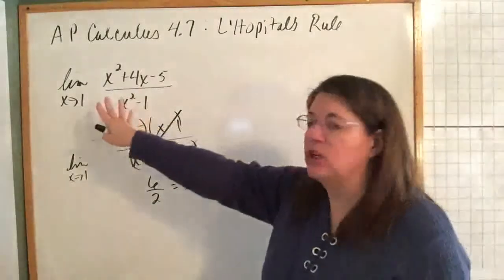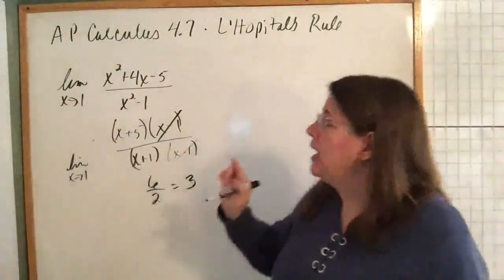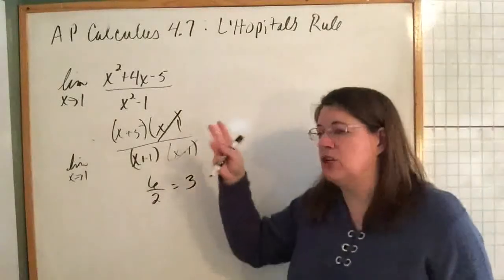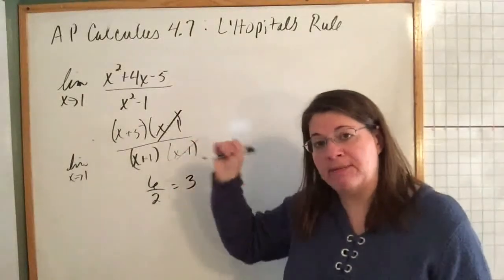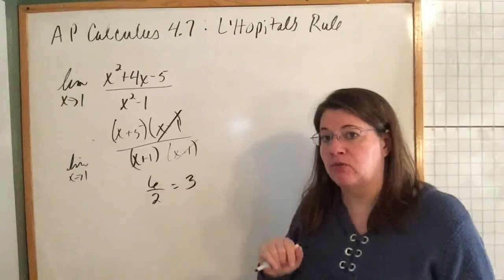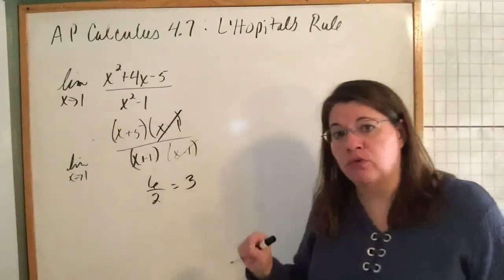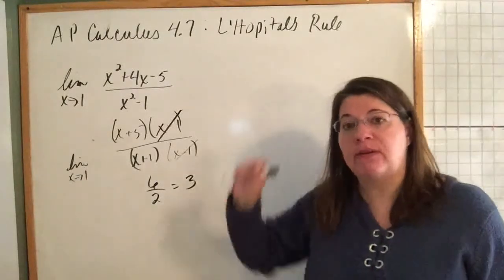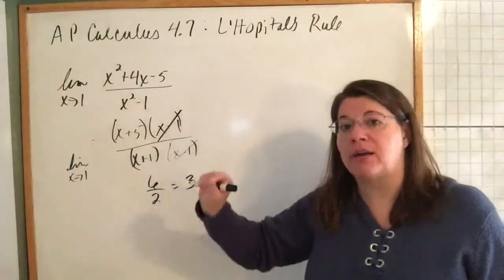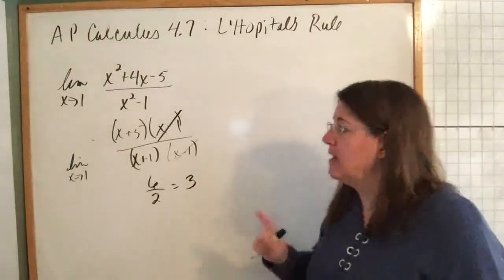So I'm going to look at this using L'Hopital's rule now, and anytime you have an indeterminate form, 0 over 0 or infinity over infinity, L'Hopital's rule can be used. L'Hopital's rule says that I can take the derivative of the top and the derivative of the bottom and then do direct substitution. So that's what I'm going to do.